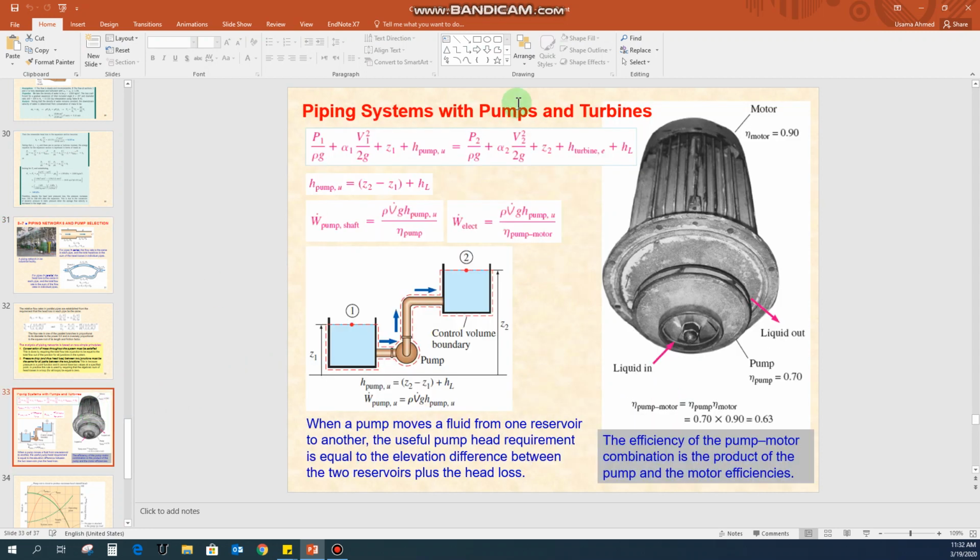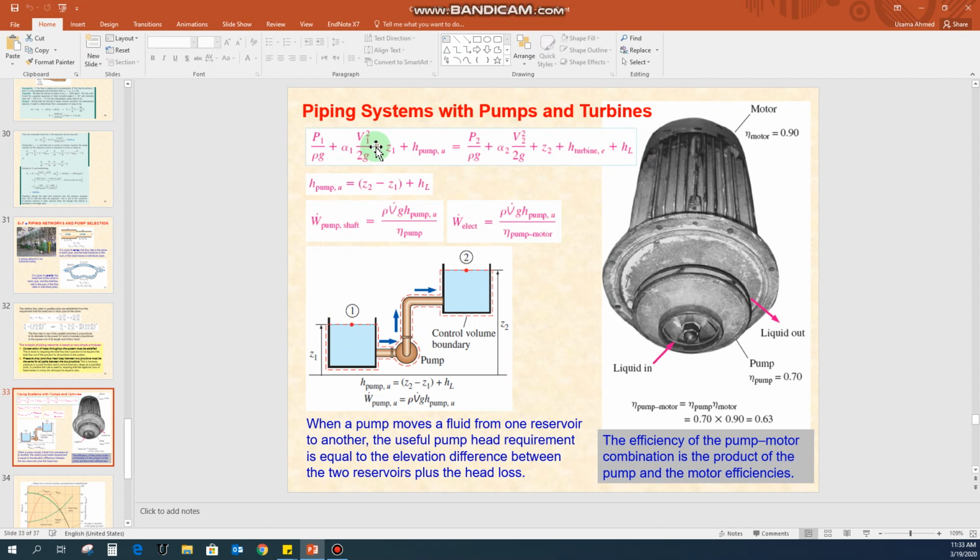Now let us see the piping systems with pumps and turbines. In the pumps, you can see that, for example, this one is tank 1 and this is tank 2, and the fluid or the water is being pumped from the lower tank to the higher tank with the help of some pump. Okay, so here we have the general energy equation in the form of head.